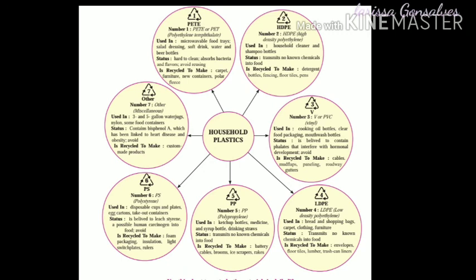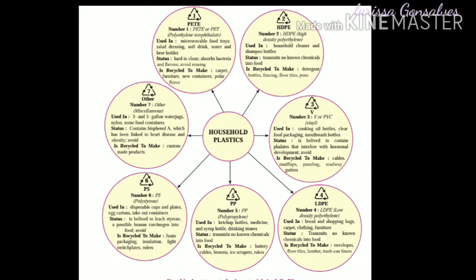Polar fleece is a soft insulating fabric made from polyester. Second is HDPE, that is high density polythene. It is used in household cleaner and shampoo bottles. It transmits no chemicals into food. And if you recycle HDPE, you can get detergent bottles, fencing, floor tiles, pens, etc.